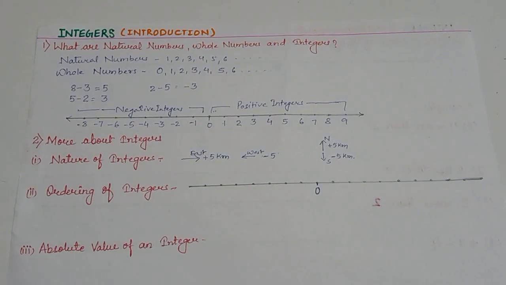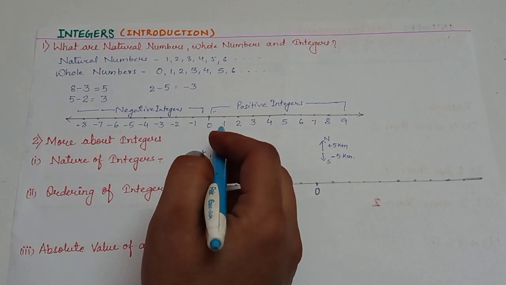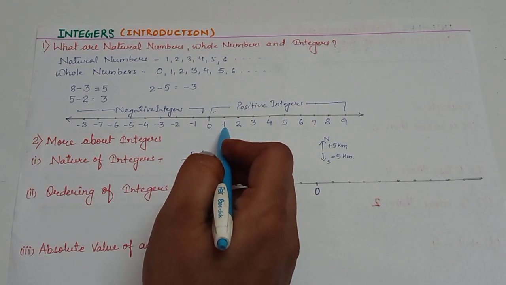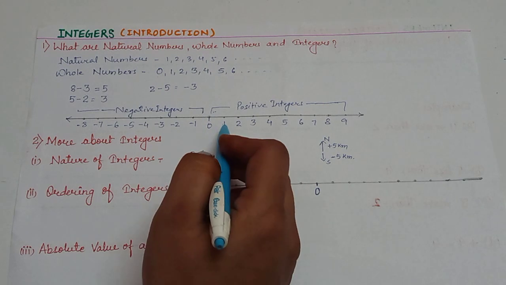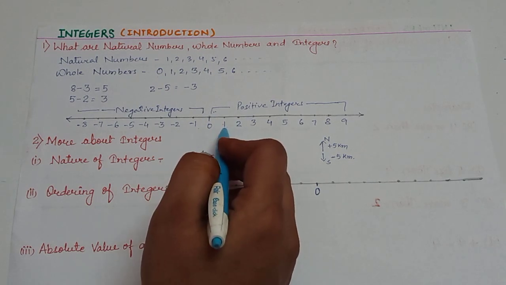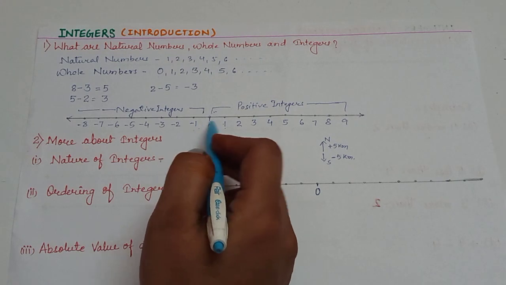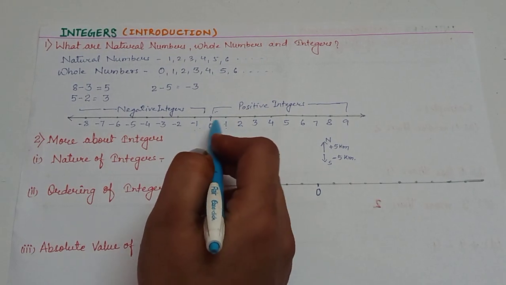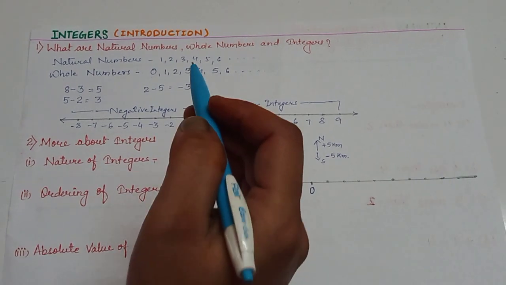So basically the integers are opposite to each other. If I ask what is the opposite, the mirror image, of -1, it will be +1. What is the opposite of +1? It is -1. What is the opposite of 2? It will be -2.